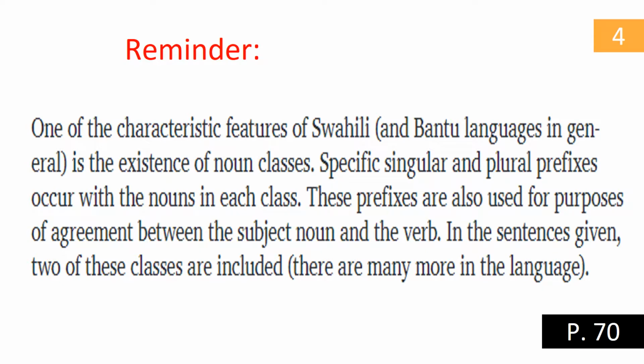Luckily, we were given a hint. One of the characteristic features of Swahili is the existence of noun classes. Specific singular and plural prefixes occur with the nouns in each class. These prefixes are also used for purposes of agreement between the subject noun and the verb. Toto uses one prefix while su uses a different prefix. Therefore, we can infer that these morphemes belong to different noun classes.